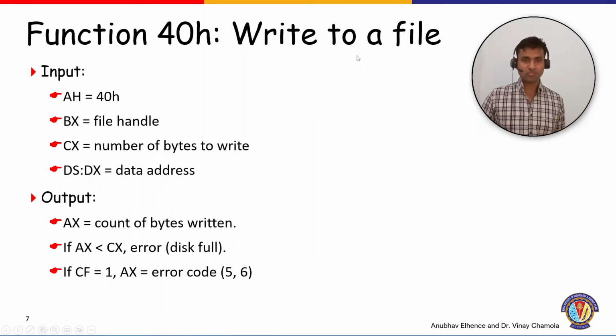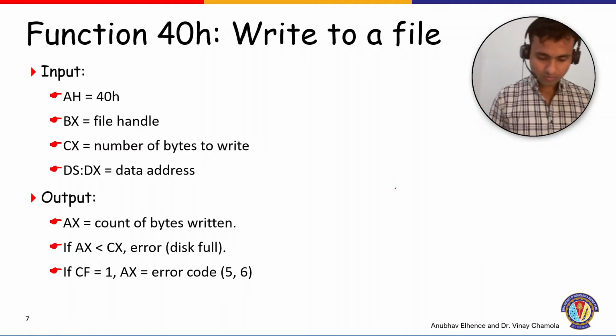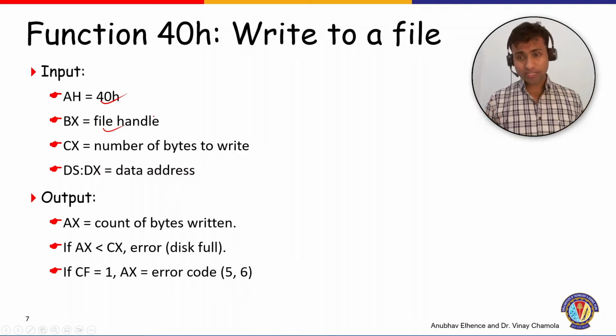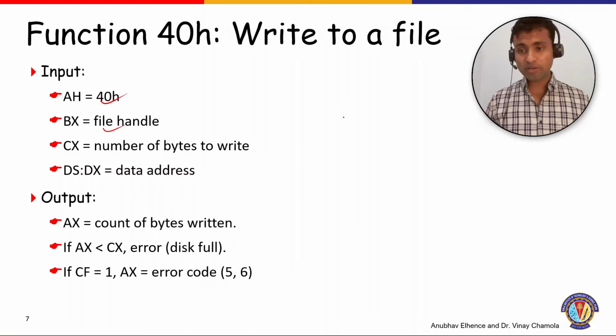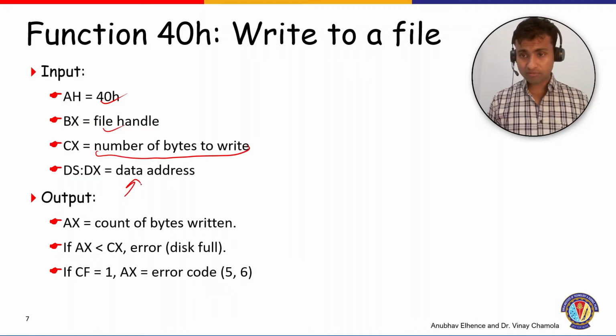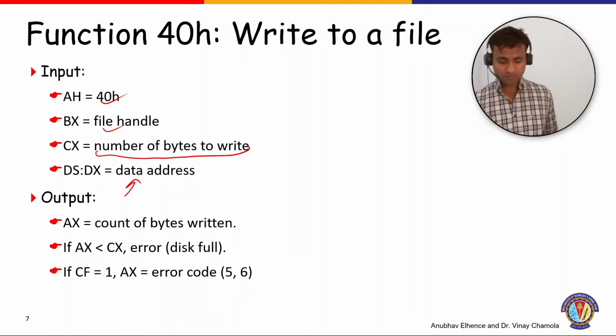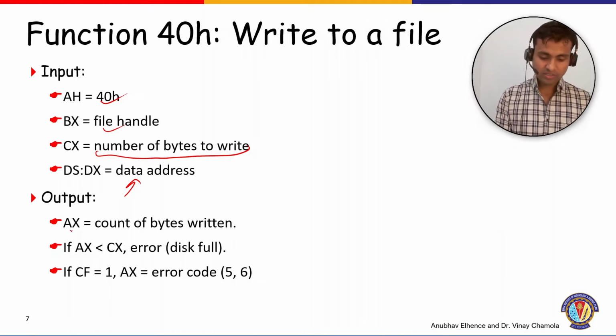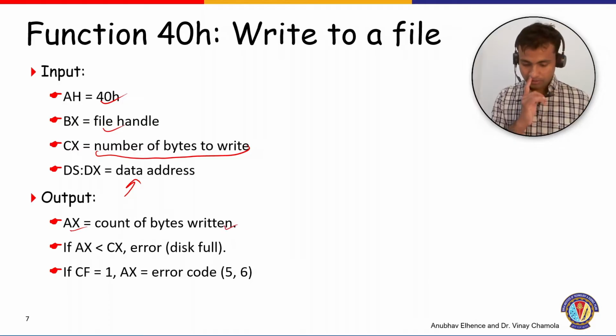So function 40h is for writing to a file. So BX, now for writing to a file you need two additional inputs: what has to be written, and how many bytes have to be written. So the number of bytes to write, and the starting address from where things have to be copied into the file. So CX is equal to the count of bytes. So all these are going in as an input. Output is AX will tell you the count of bytes which are actually written.